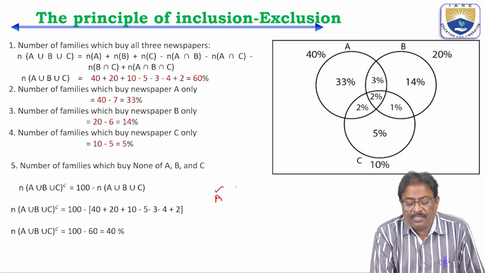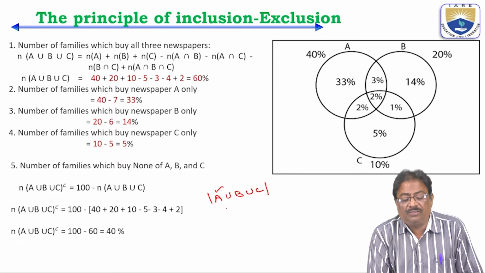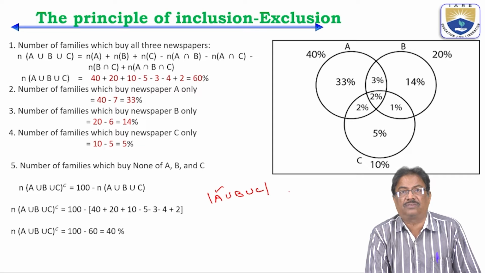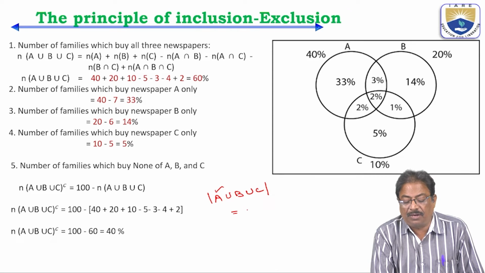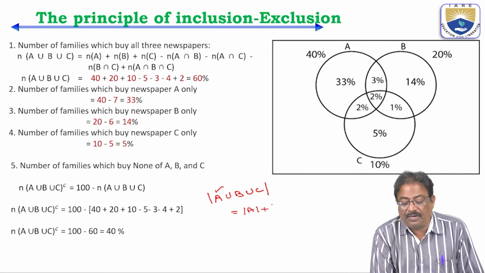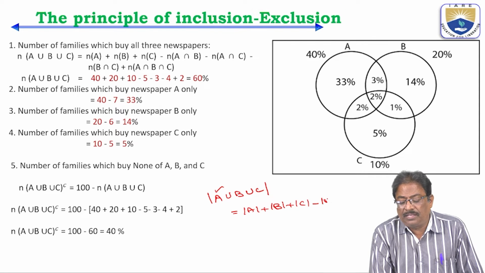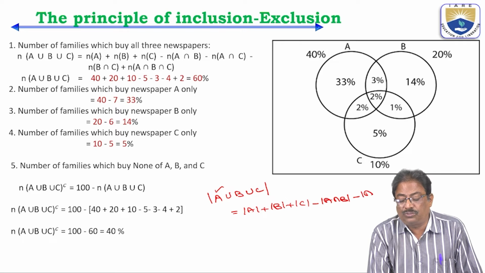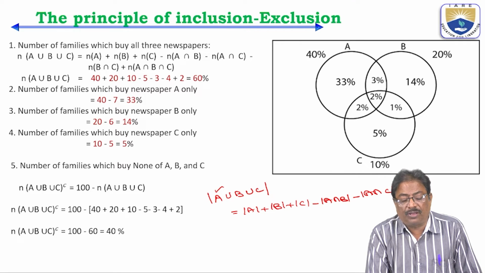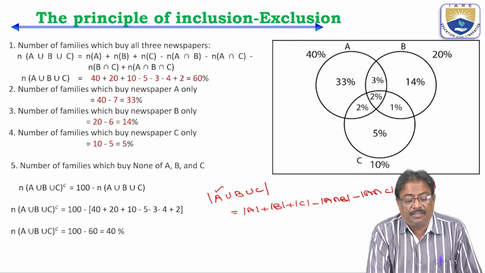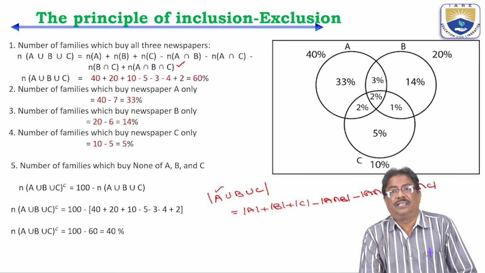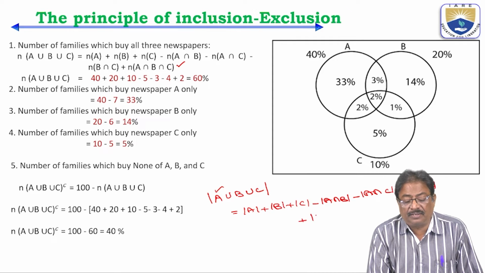And so here we are going to find out A union B union C, the number of families which studied all the three newspapers. So it is nothing but the cardinality of A plus the cardinality of B plus the cardinality of C. Then we take the principle of inclusion and exclusion for two sets, which we have to apply, and that is nothing but this one, plus the intersection of A, B and C.